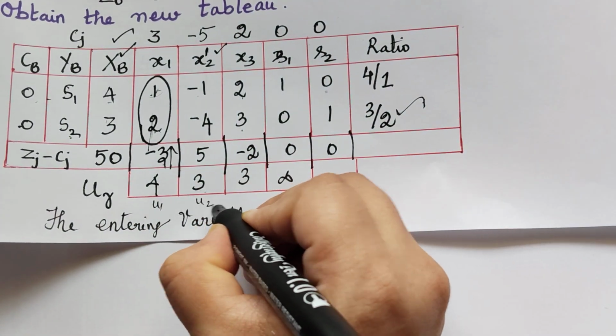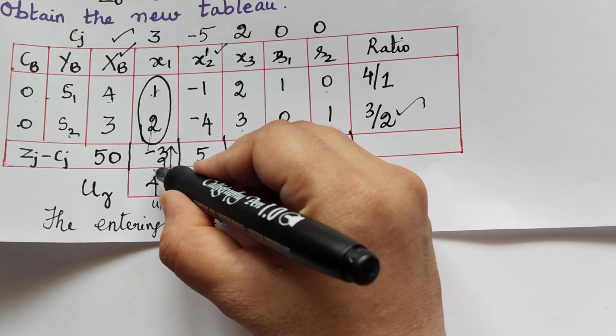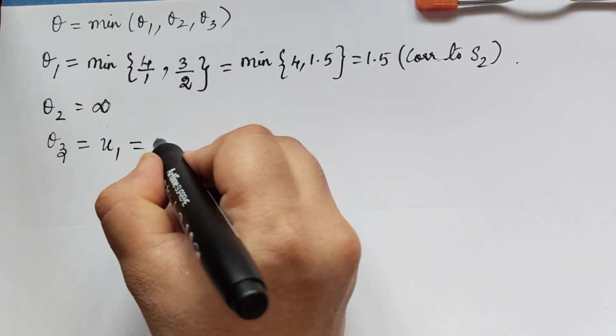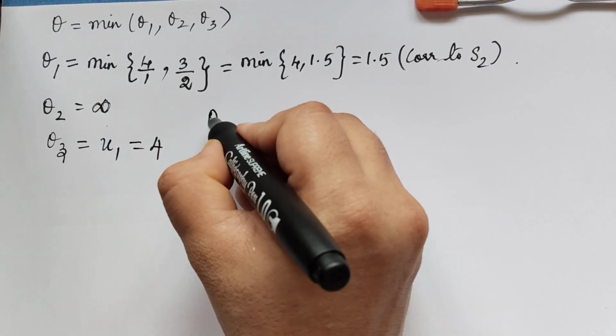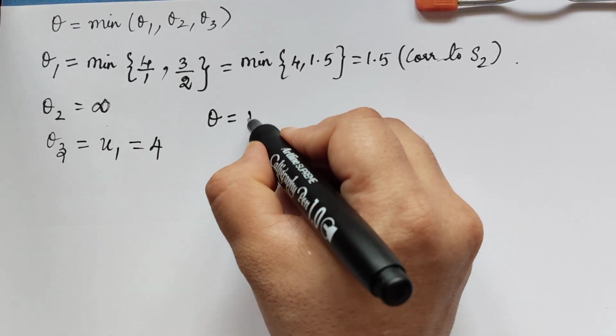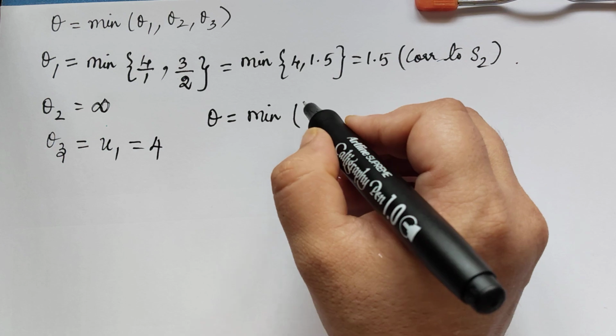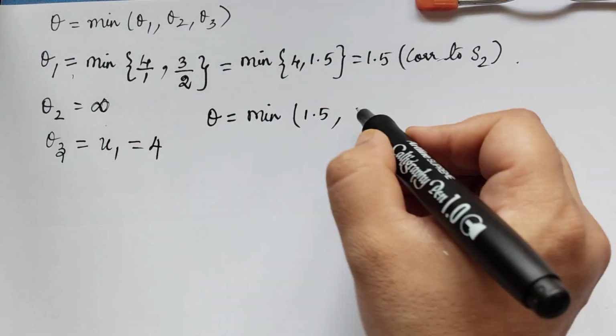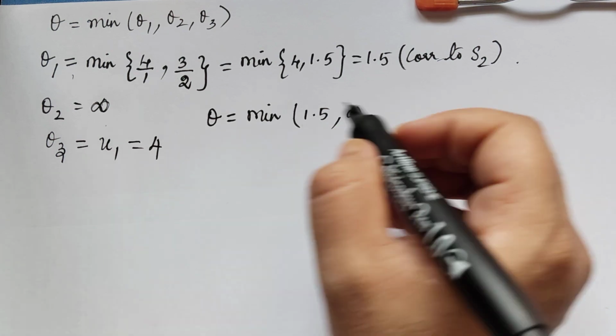This is u2, this is u3, and so the entering one is u1. So u1 is equal to 4. Now we shall find the minimum of these three. So theta is equal to minimum of theta 1, which what is theta 1? We have obtained 1.5. Theta 2 is infinity, comma theta 3 is 4.